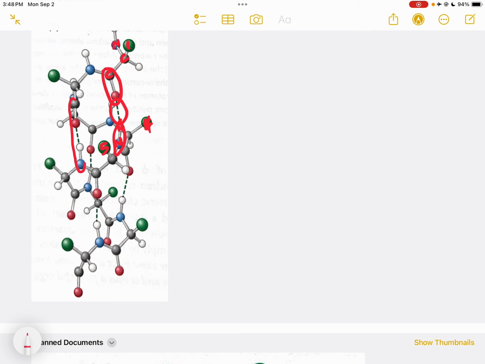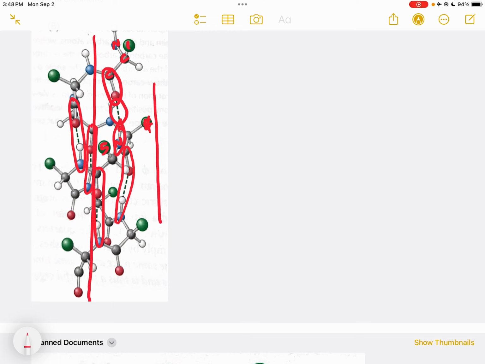And notice here's some more. Here's the C double bond O and the NH. Here's another one, the NH with the C double bond O. Here's another one, the C double bond O with the NH. Notice that all of these hydrogen bonds are parallel to the axis of this alpha helix.